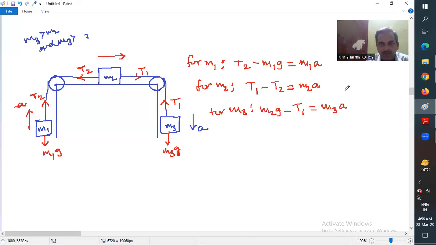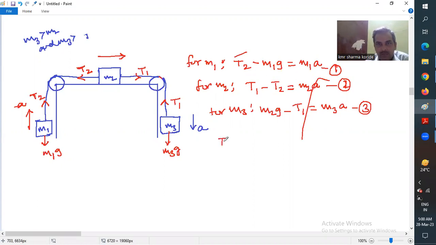So once you write these free body diagram equations, you can find out any physical quantity, either acceleration or T1 and T2. Once you are able to write these equations, you can find out any physical quantity according to the question. So these are equations 1, 2, 3. If the first equation and third equation are solved, let us see.